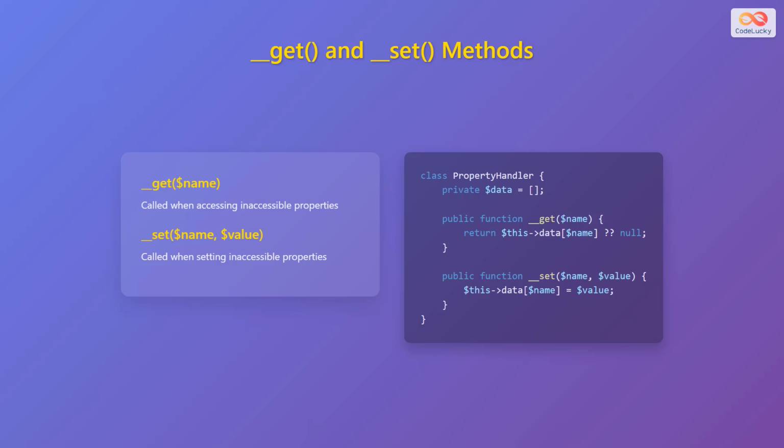The get method is called when attempting to access inaccessible properties of an object. On the other hand, the set method is invoked when trying to set a value to inaccessible properties. For example, let's consider a class named PropertyHandler with a private data array. The get method returns the value from the data array if the property exists, otherwise, it returns null. The set method sets a value in the data array for a given property name.